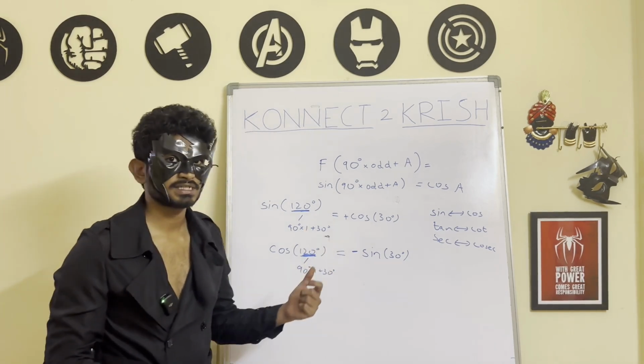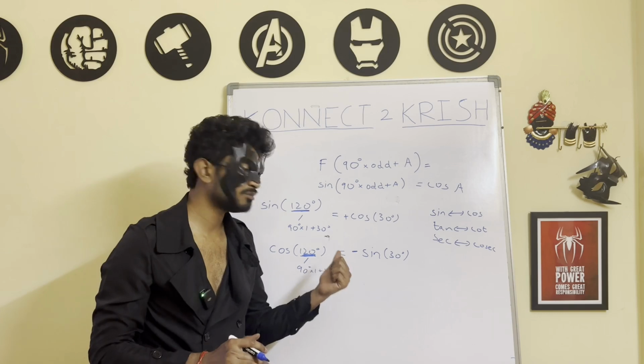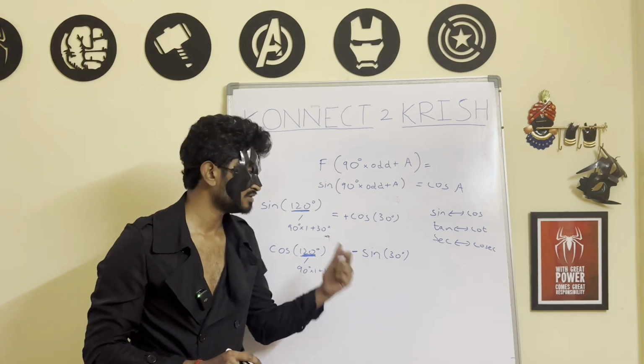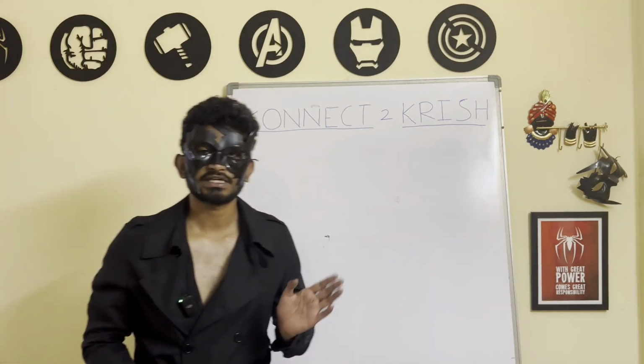I hope this concept is clear. Superhumans, generally many people make mistakes, which you should try to avoid. So let me explain it with other examples as well.